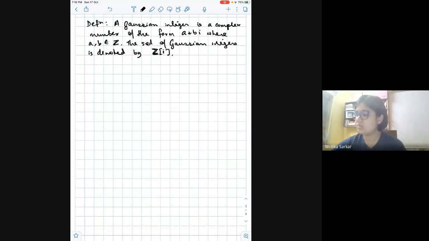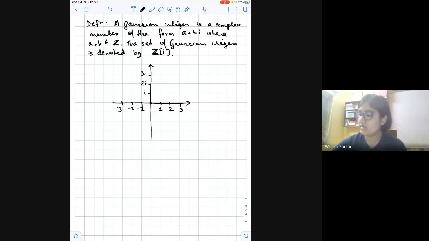Very simply, if you just want to visualize what the Gaussian integers are, you just consider the Argand plane, the complex number plane. That's why I'm using a gridded page here. This is the origin. This is the real axis, and this is the imaginary axis. You have 1, 2, 3, etc. Here you have -1, -2, -3, and this is i, 2i, 3i, and this is minus i, and so on.